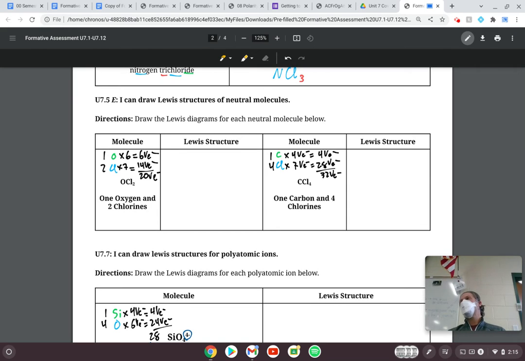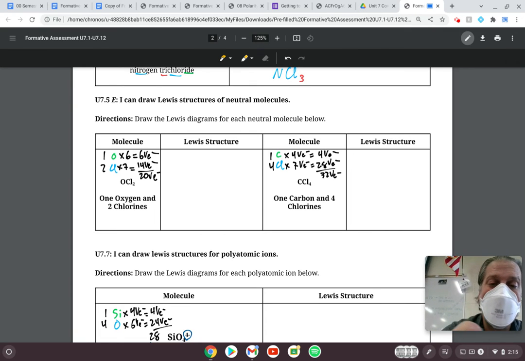Drawing Lewis structures. At this point, we've drawn so many Lewis structures. Many of you look like you're becoming pros at it, which is great. So we're going to continue on with that pattern here, and hopefully you guys did well with this.